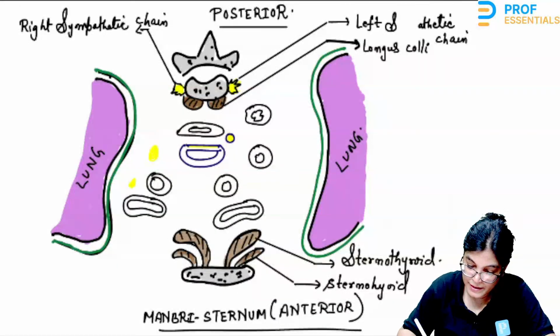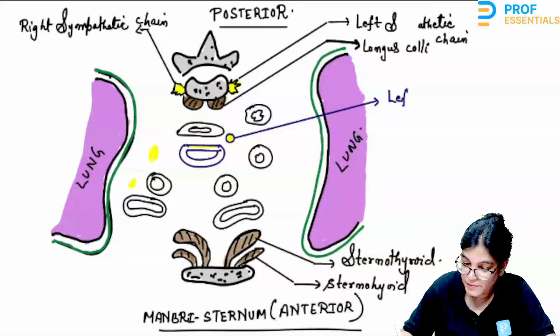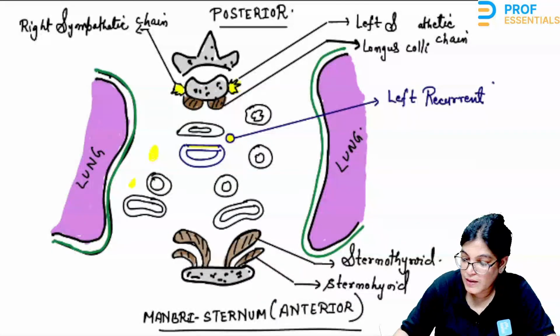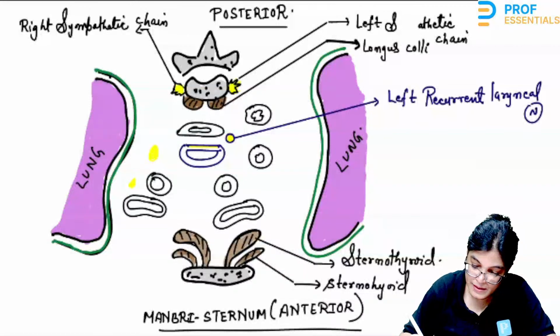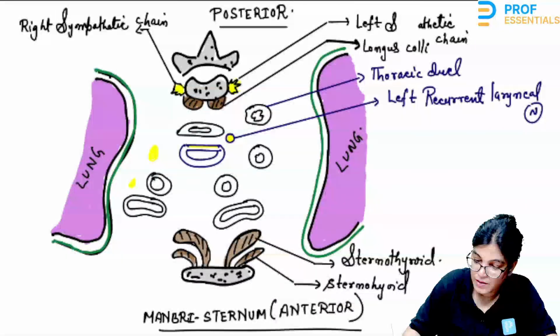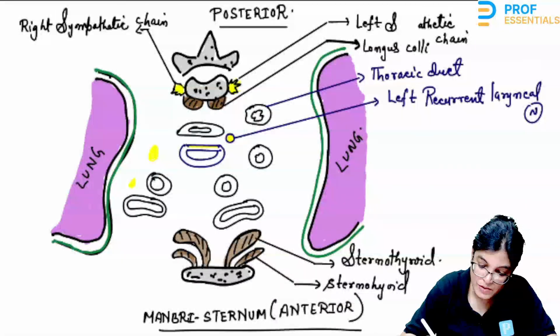This is the recurrent laryngeal nerve. So why not label it right itself? This is left recurrent laryngeal nerve. Okay, this is the thoracic duct on the left hand side. So you can make the thoracic duct with green color, no? This is the thoracic duct.